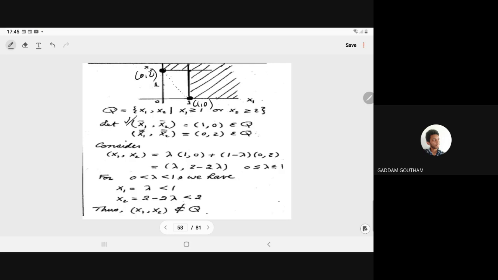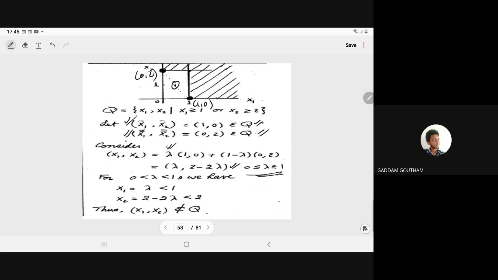So we assume two points, x1 bar and x2 bar, x1 double bar and x2 double bar, both belonging to Q. Now we take an arbitrary point x1 comma x2. We take the convex combination lambda times the first point plus 1 minus lambda times the second point. So it will give you lambda and 2 minus 2 lambda, where lambda lies between 0 and 1.